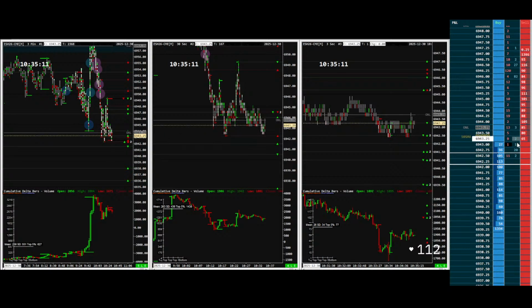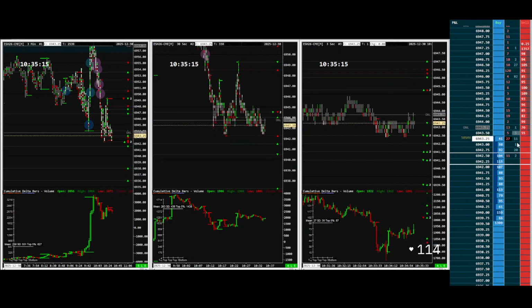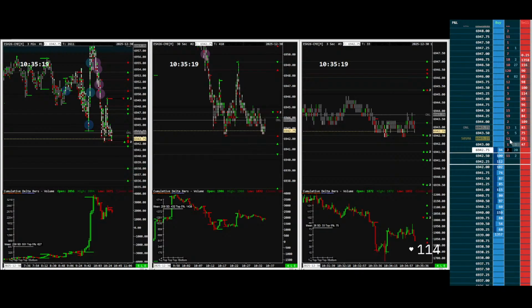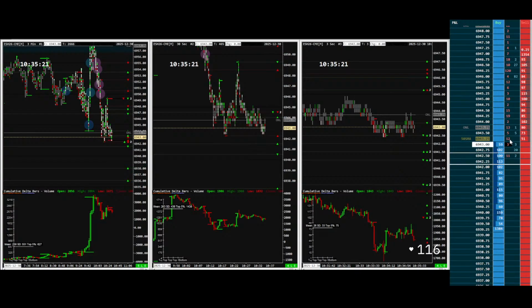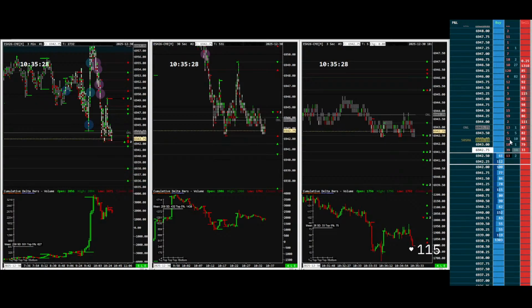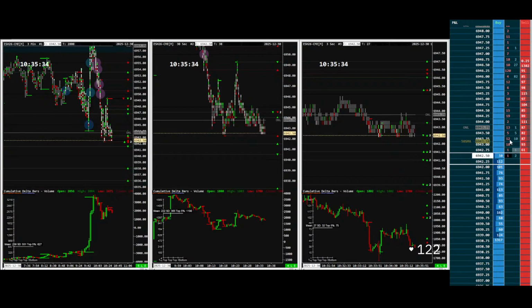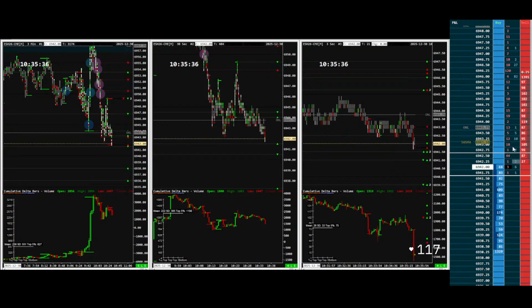Sticky as hell. This is ultimately what I wanted to see. Yeah, they are bouncing around down here below your level. I think it's too late for you to get in it, by the way. Yeah.